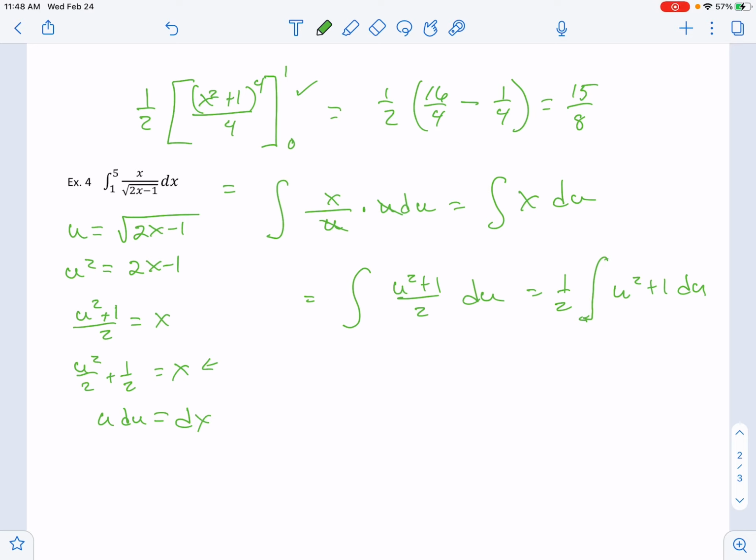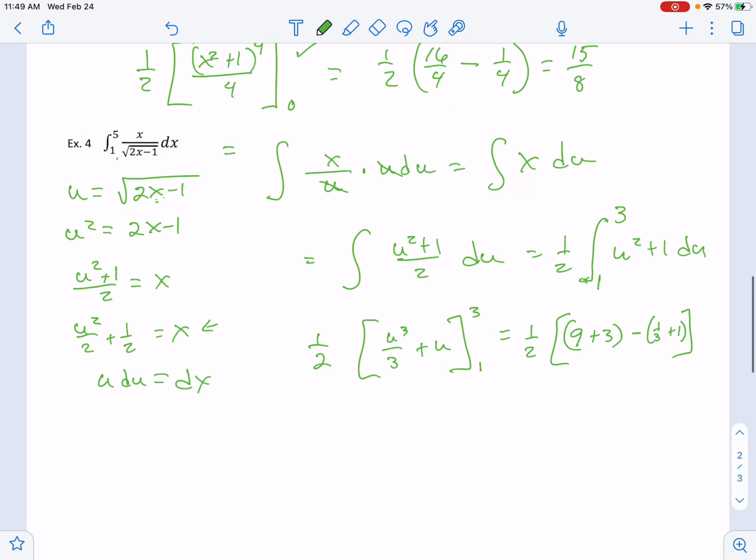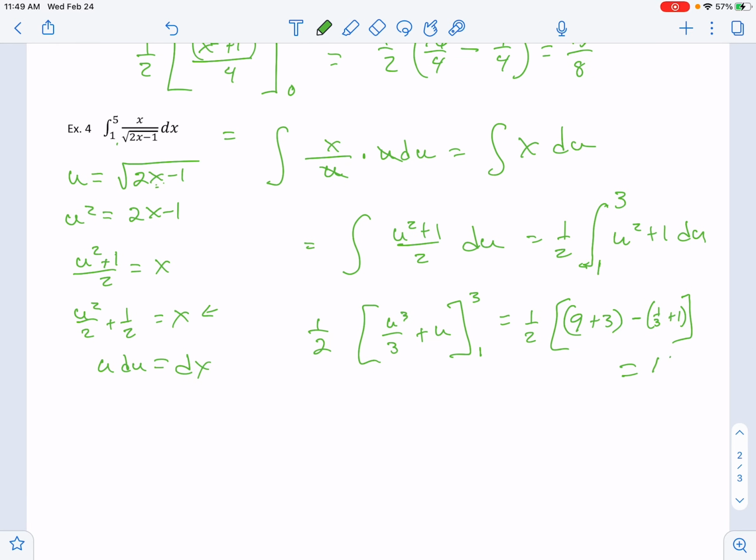And I didn't do my bounds yet. So here are my bounds, 1 and 5. If you plug in 1, you get 2 minus 1 is 1. The square root of 1 is 1. And if I plug in 5, I get 10 minus 1 is 9. The square root of 9 is 3. So those are my new bounds. If I take the antiderivative, you get u cubed over 3 plus u, and I evaluate it from 1 to 3. So I get a half times 27 over 3 is 9 plus 3, minus 1/3 plus 1. And that equals 16 over 3.